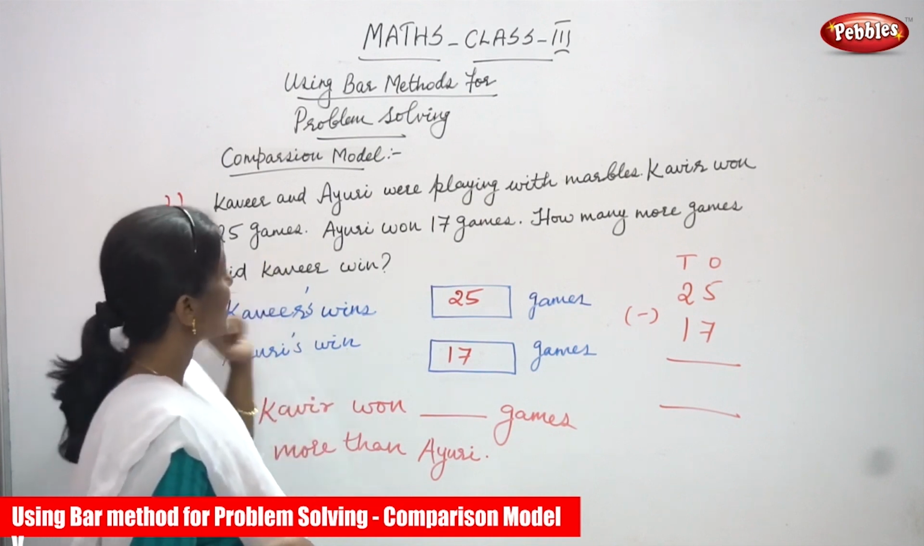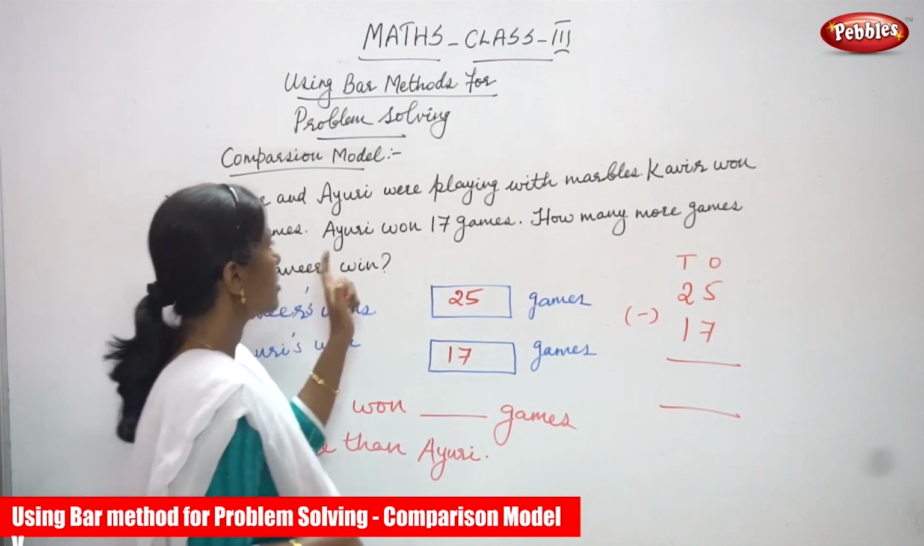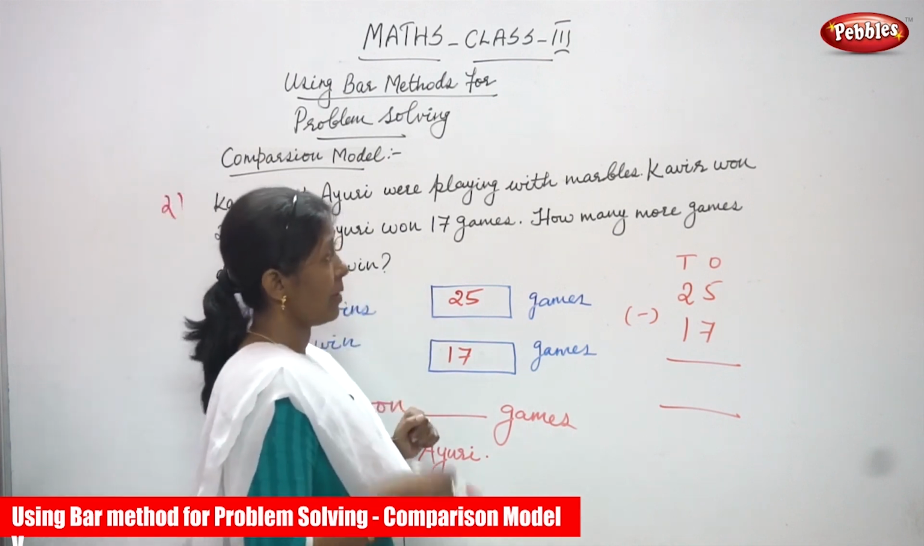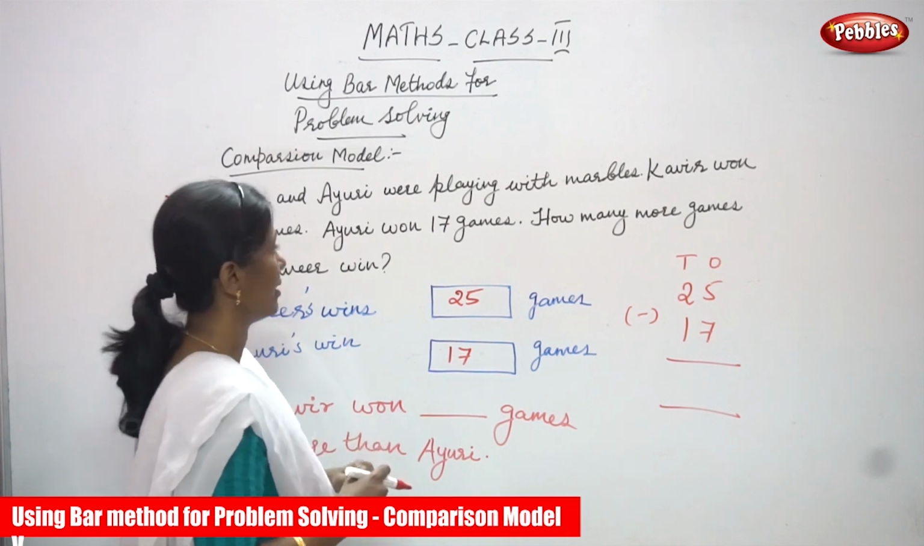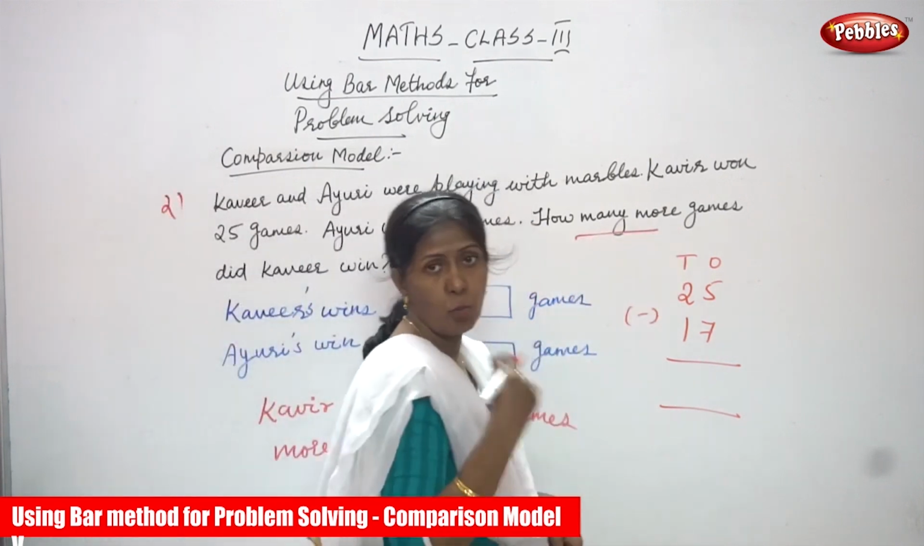And Kavir won how many games? That is 25 games. Kavir won 25 games. And Ayuri won 17 games. How many more games did Kavir win? This is the question. How many more means, I told you, it is a what?